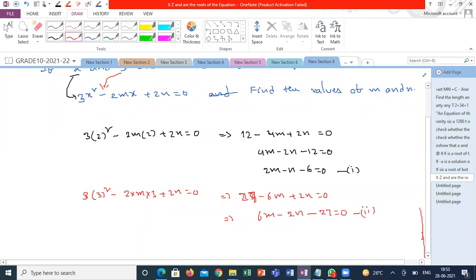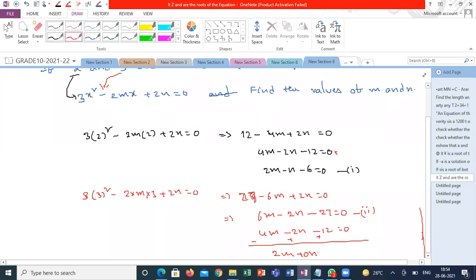Now I am taking this equation, 4m minus 2n minus 12 is equal to 0. If I am subtracting, minus and minus will be plus. This will be 2m plus 0n, 27 minus 27 plus 12. How much?